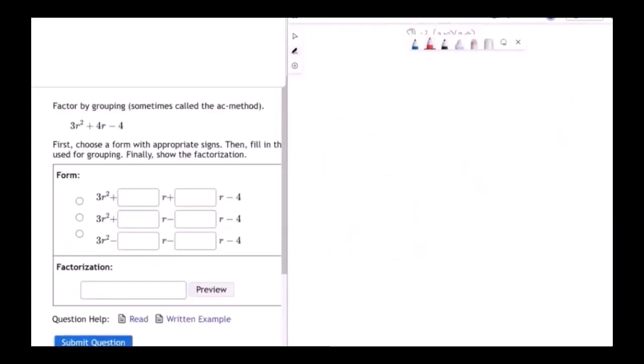Step 1. First, choose a form with the appropriate sign. 3r squared plus 4r minus 4. Step 1, GCF equals 1. But now my A equals 3, my B equals 4, and my C equals -4.